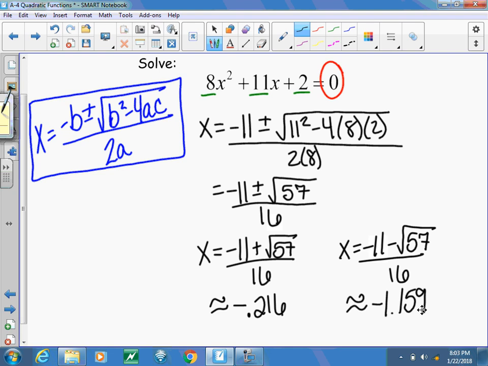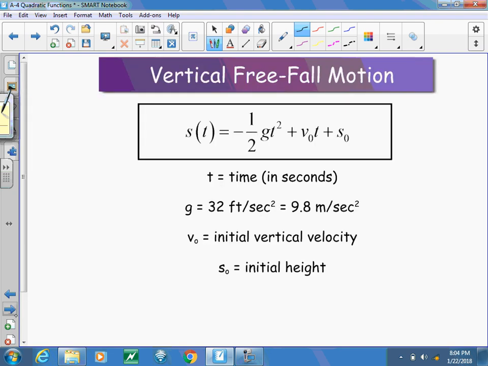All right, so those are all the different ways of solving quadratics and working with those. Now I just want to remind you of a formula that's going to pop up periodically, and that's the vertical free fall motion formula. So whenever you throw something up in the air, because of gravity, it's going to come back down. And when we do this, we see a lot of this type of shape happening. And that's our parabola, and that goes along with our quadratic. So throwing something up in the air and having it come back down.